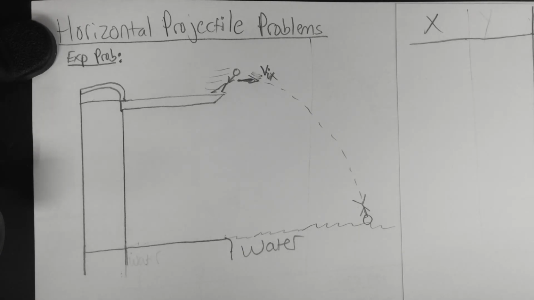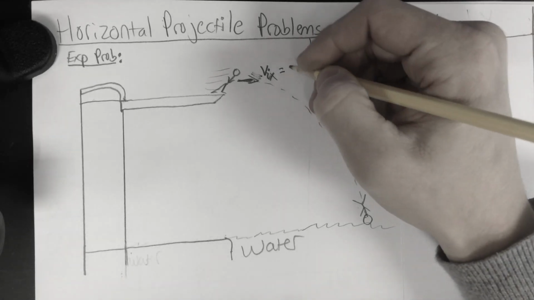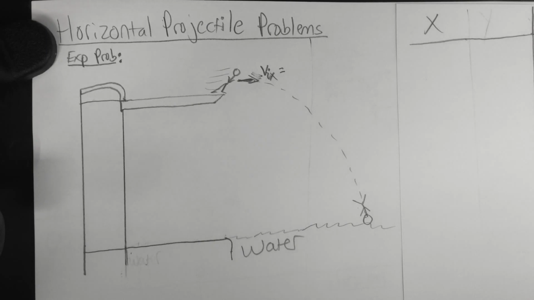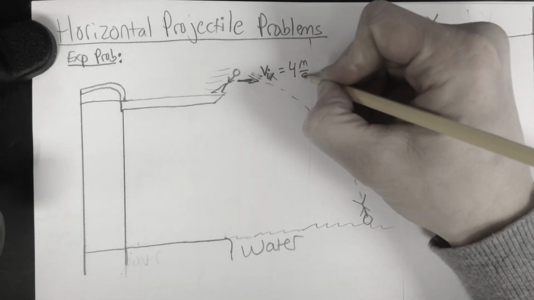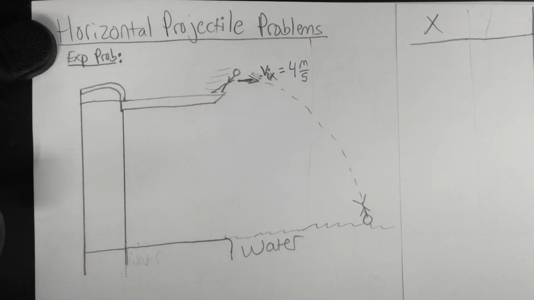So the question is, if they run out horizontally, and you could draw this diagram showing that, how far out in the water will they land? And the problem gives you a couple of givens. They say the speed they run at, and I'm going to label that on my diagram, v_ix, their initial speed in the x direction. Since they run out horizontally, the speed they run at is an x velocity. And that speed is 4 meters per second.